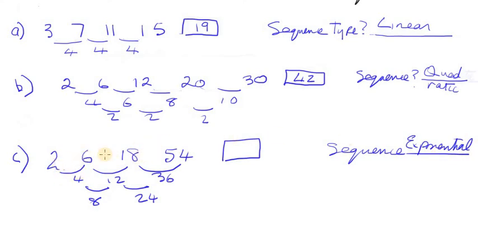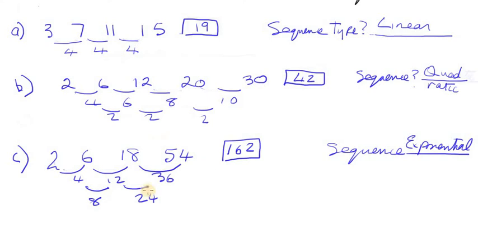So what's the next number? Well, it multiplied by 3. 2 multiplied by 3 is 6. 6 multiplied by 3 is 18. And 3 multiplied by 18 is 54. What's 3 times 54? It's 162.